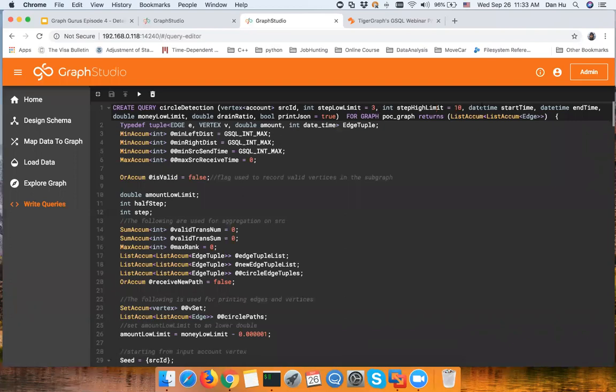And also, we have parameters to control the time window. So it takes a start time and an end time. And we also give a limit on the lowest money amount you want to look at for a transaction. So we don't look at transactions with any money. We only look at transactions larger than this given money. And we also give a drain ratio as an input parameter, which tells you what percentage of the transaction you want to do. So those are the input parameters for the circle detection.